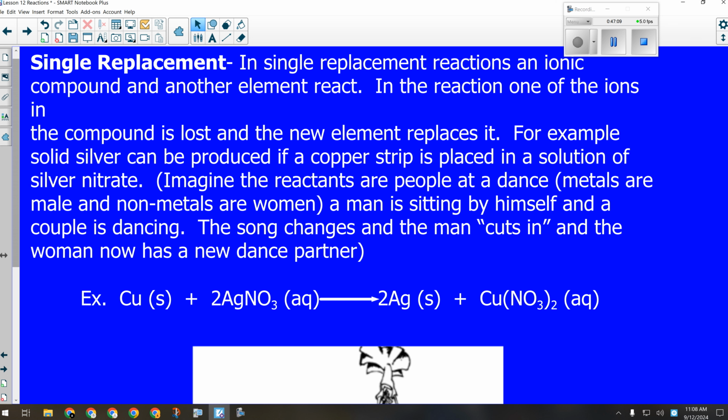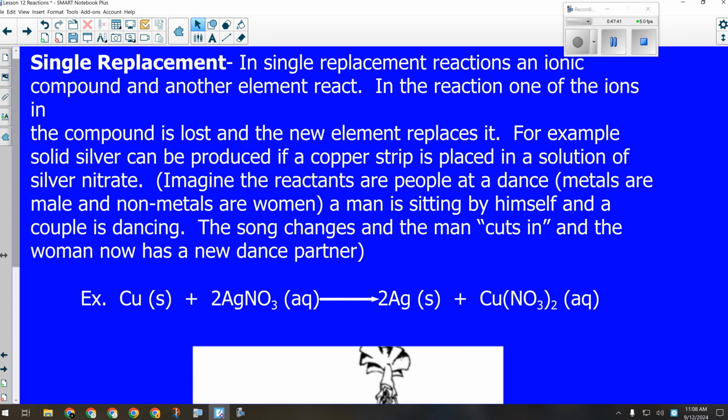So in this reaction here, we have as our lone element copper. Copper is what kind of element? Metal. It's a metal. So in this reaction, when it reacts with silver nitrate, it can only replace the part of silver nitrate that is the metal, which would be silver. So what's going to happen is copper is going to replace silver. So copper will go from being alone to being with nitrate, and silver will end up by itself.